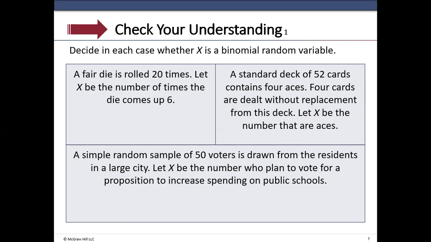Will the probability be the same? Probably not. We do not know how much each person is motivated to vote to increase spending. So, bottom line, the probability is changing from person to person. So this is not a binomial distribution.